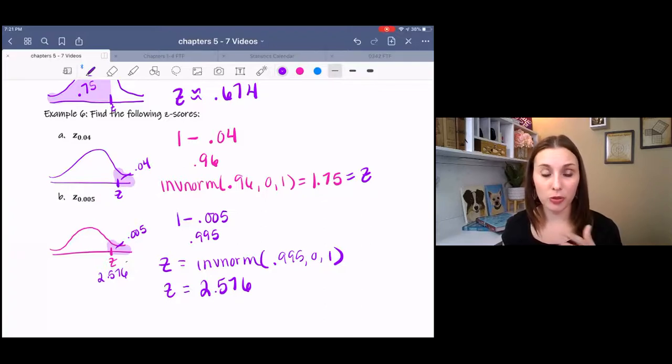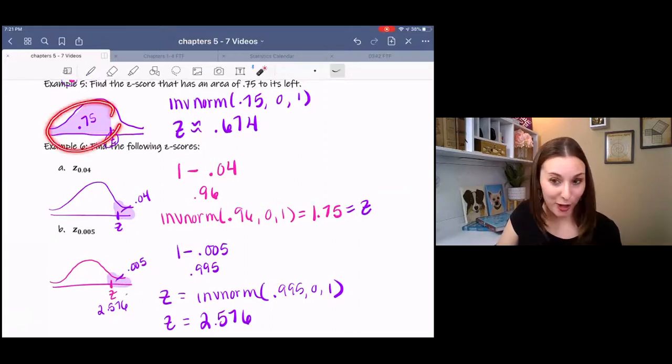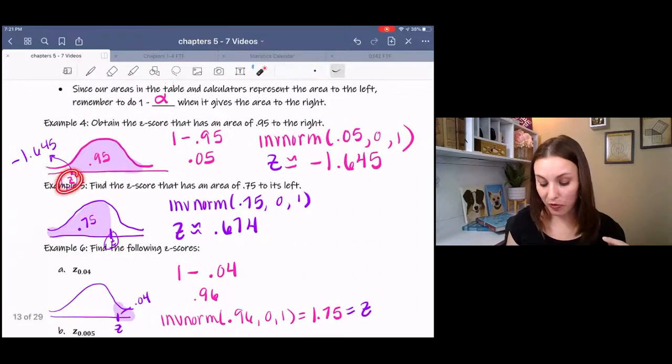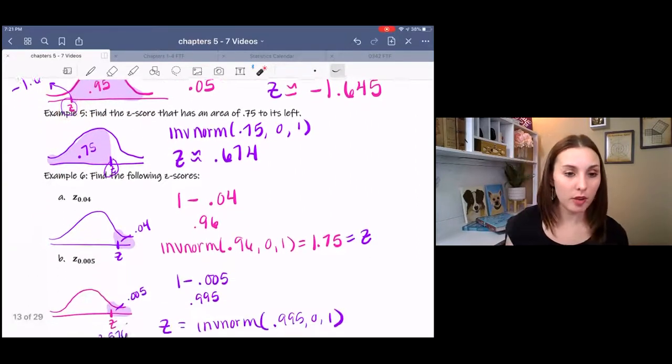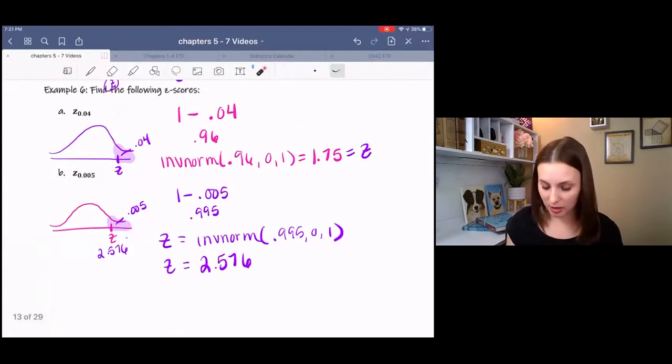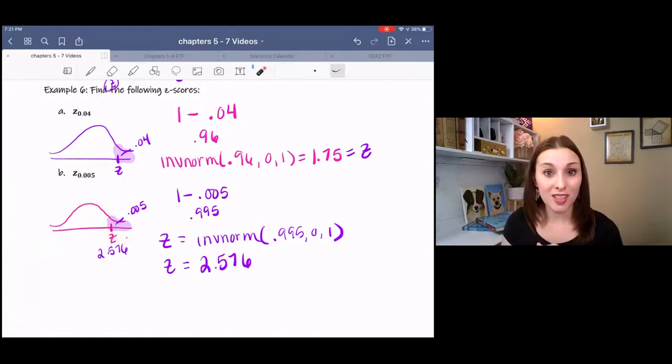So that's definitely going to play into percentiles. If you've ever heard of percentiles, then you kind of see how this might be relating. This z-score is above 75% of the rest of the observations. This z-score is below 95% of the rest of the population, or observations. This z-score is above 99.5%, so you can kind of see where that's going to come in later.